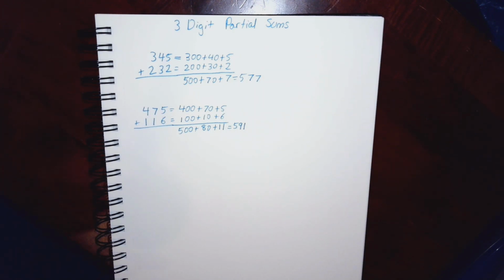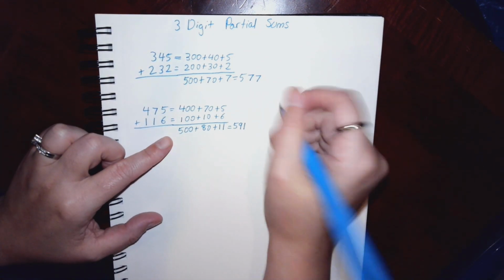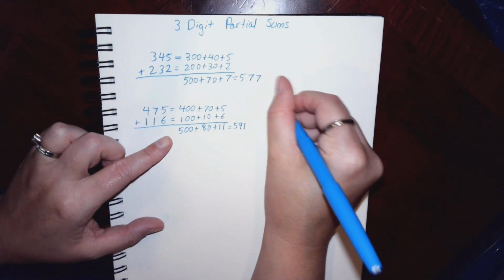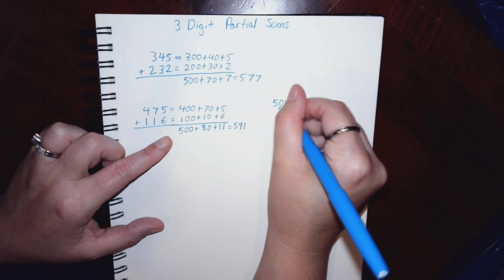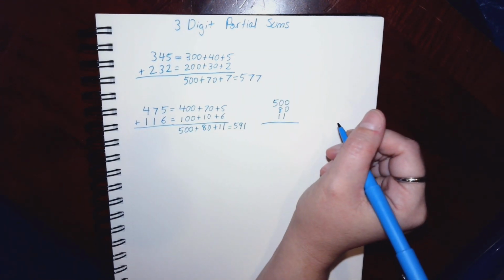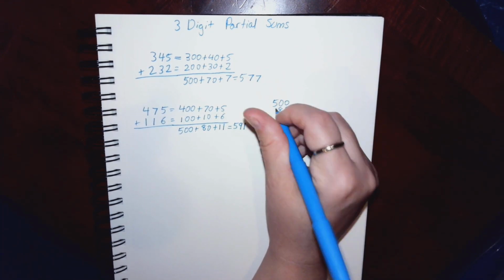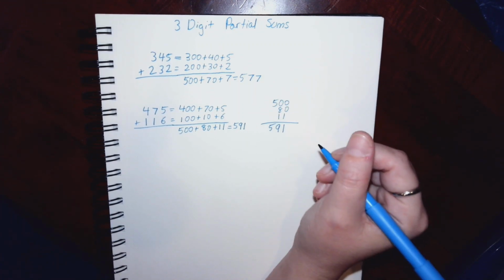Now some of you kind of struggle with seeing it this way. This is how we would like to see you get to. But if you have to line it up over here to see it better, then go ahead and do that if you need to, okay? So then you would have your 1, your 9 tens, and then your 500s.